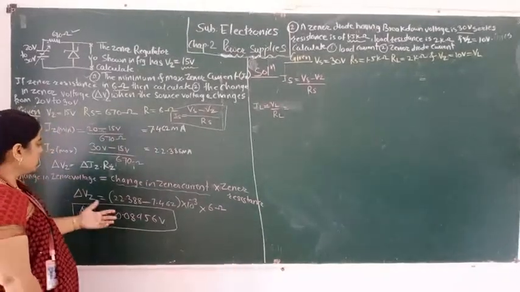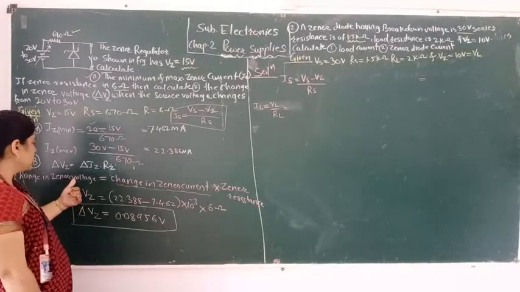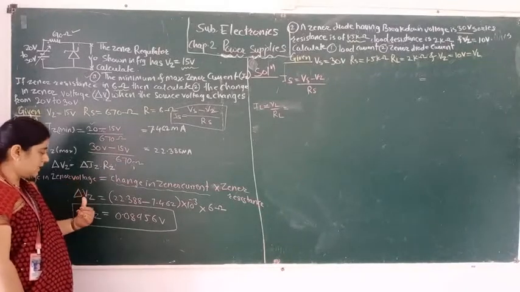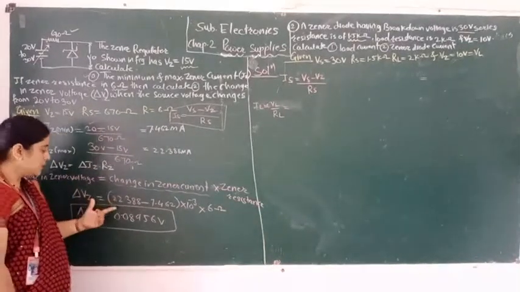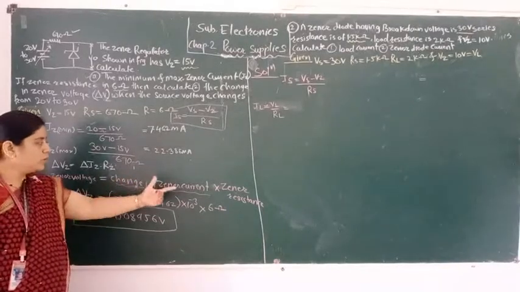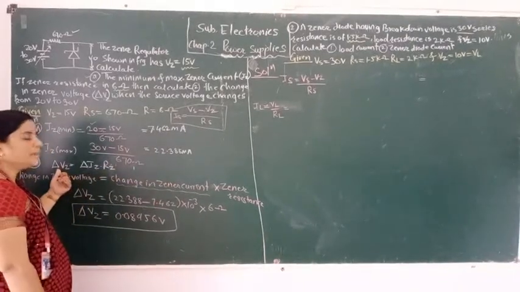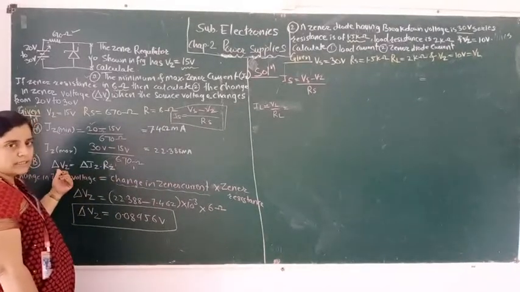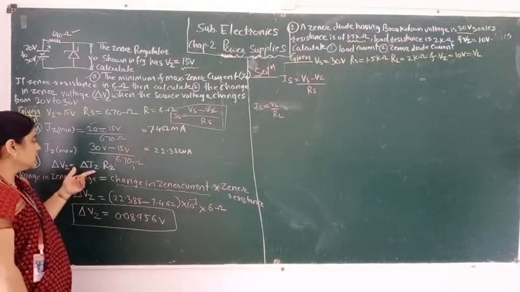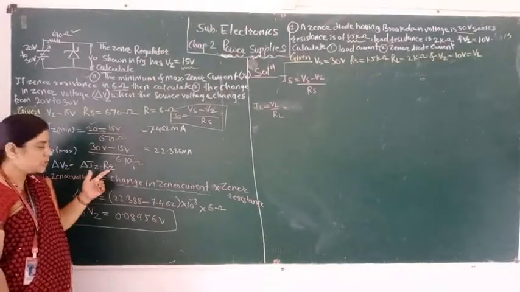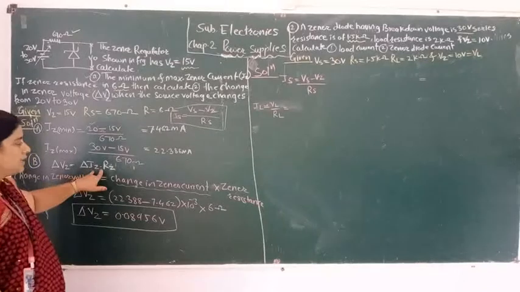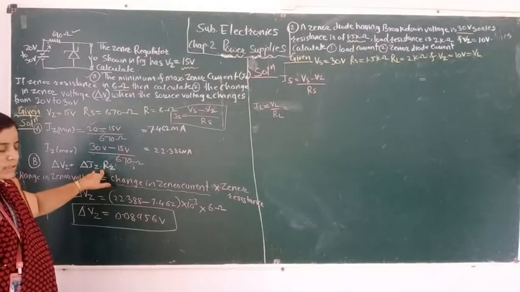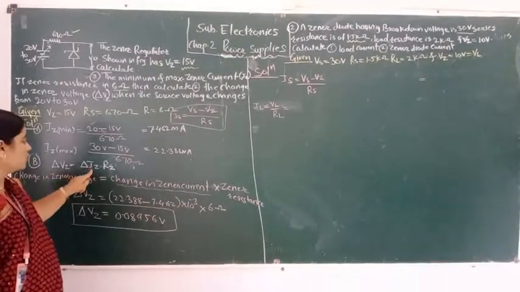See here, what is asked? The change in Zener voltage is asked, that is delta Vz. Change in current into resistance. The formula of delta Vz, or change in Zener voltage, is the change in Zener current into resistance. It is simply V is equal to I into R, isn't it?